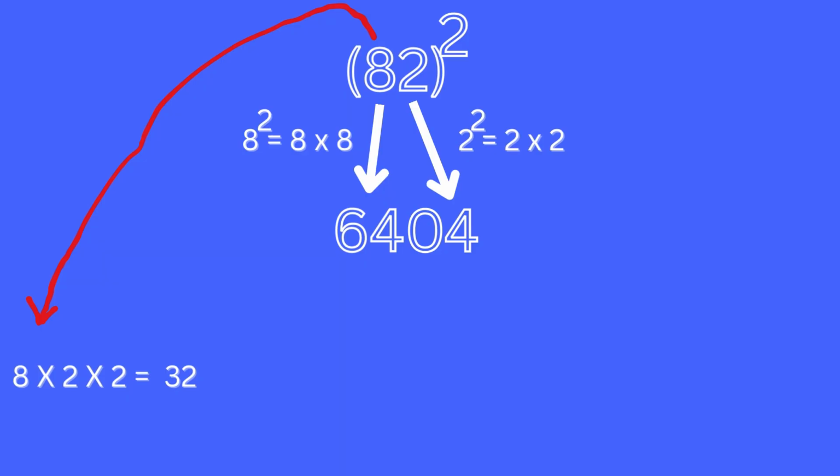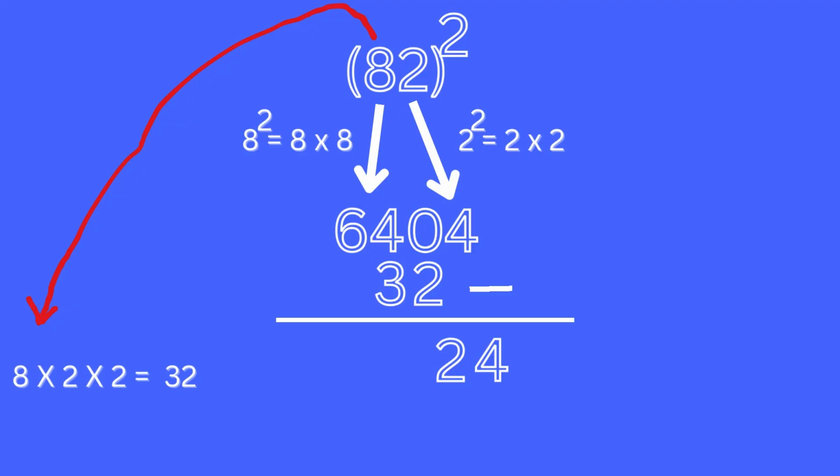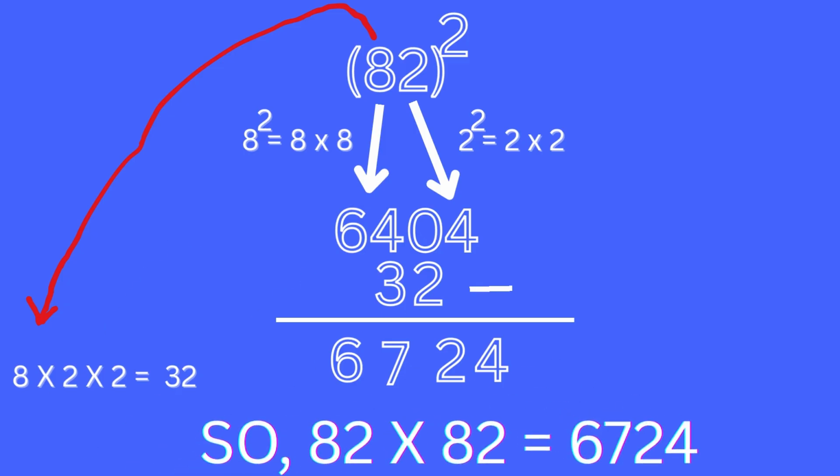Write 32 below 6404 by leaving the ones place. Then add everything together. 4 write as it is. 0 plus 2 is equal to 2. 4 plus 3 is equal to 7. 6 write as it is. We will get 6724. So 82 square is equal to 6724.